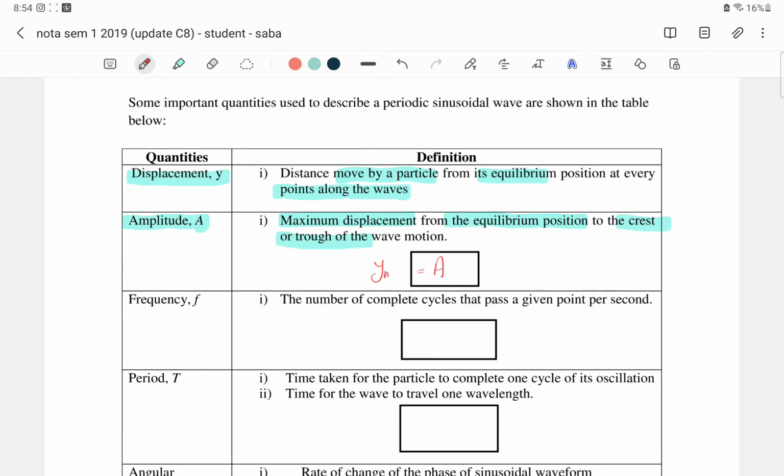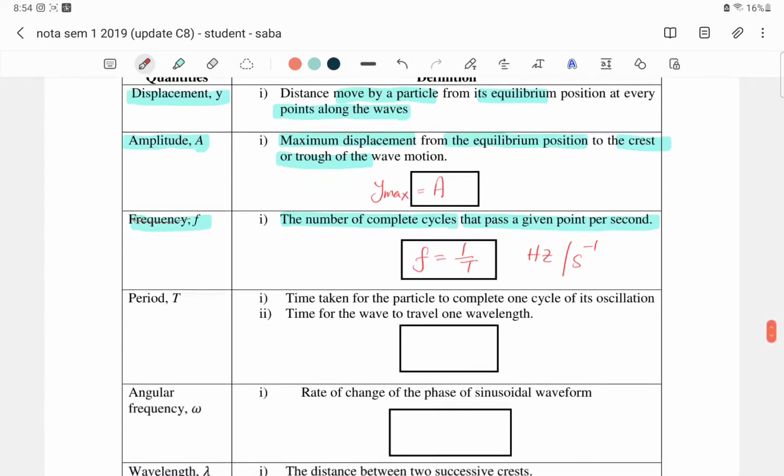This is y maximum, which is amplitude. And then we have frequency. Frequency is the number of complete cycles that pass a point per second. So frequency is equal to 1 over T. The unit is hertz or per second. And then we have period, the time taken for the particle to complete one cycle of its oscillation, or the time for the wave to travel one wavelength. That is period, where period is equal to 1 over f. So its unit is second.